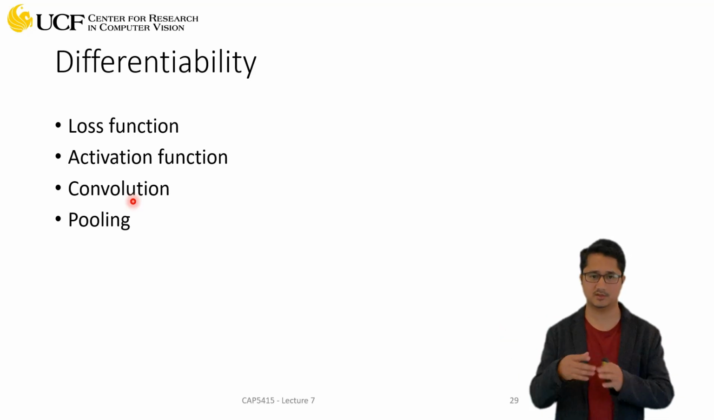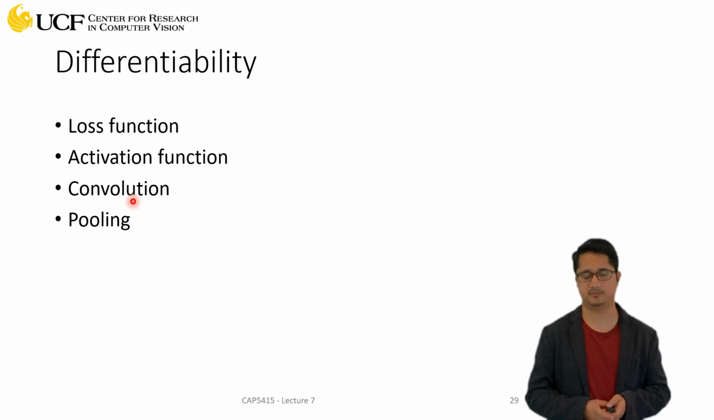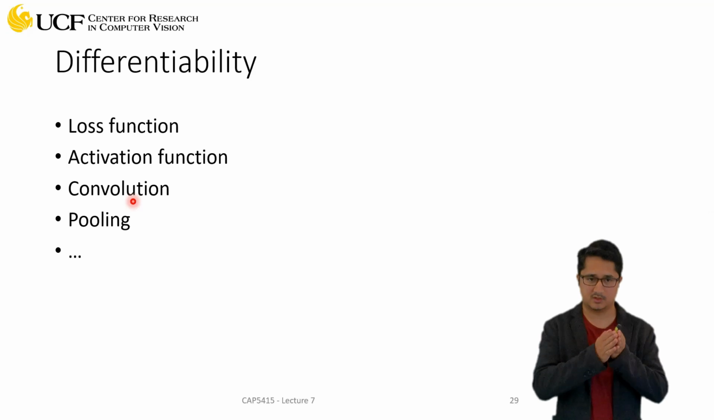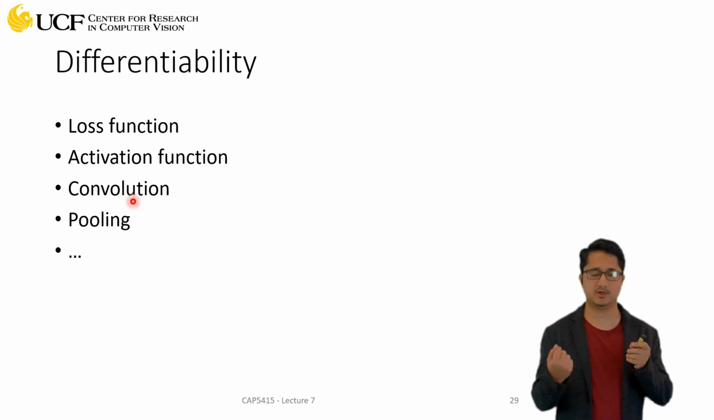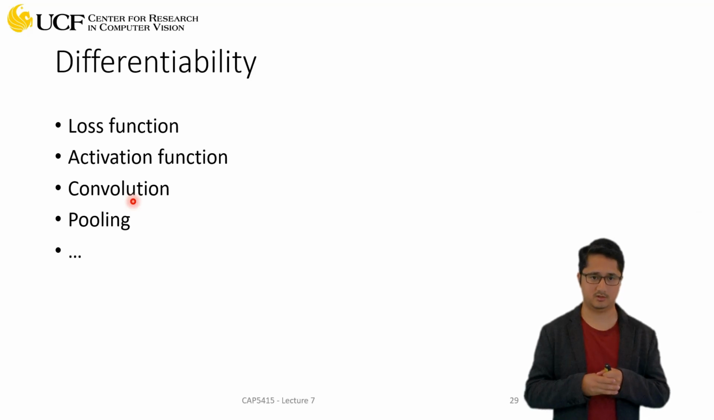And again, that's just one reason. Computational complexity is the other main reason. So the bottom line is, when you design your network, everything you are using inside your network should be differentiable. You can't just plug any non-differentiable function inside your network.